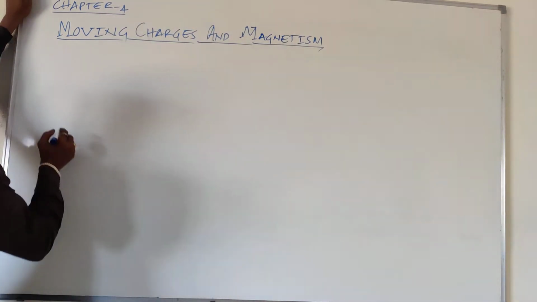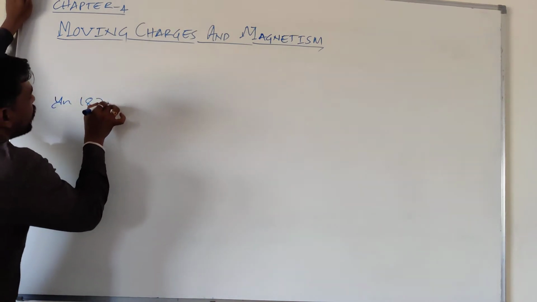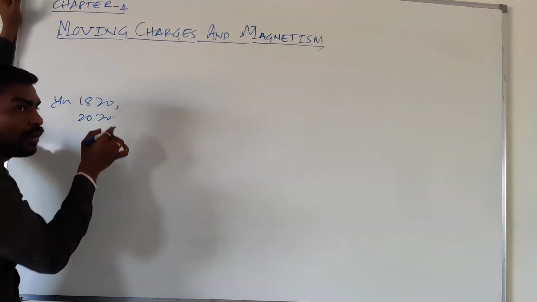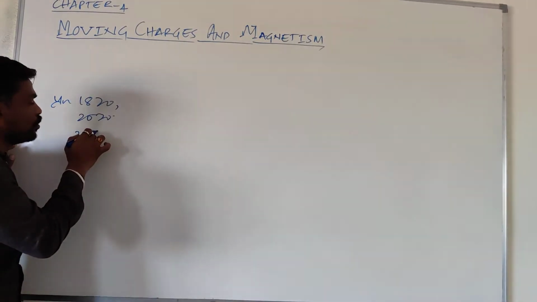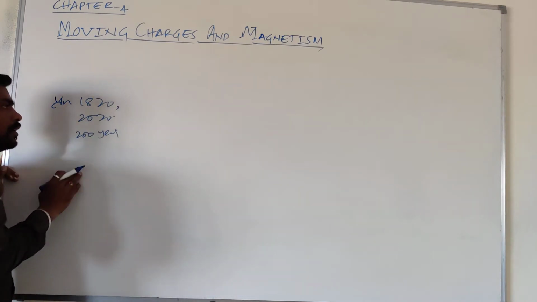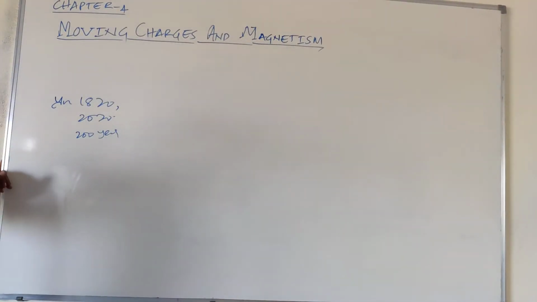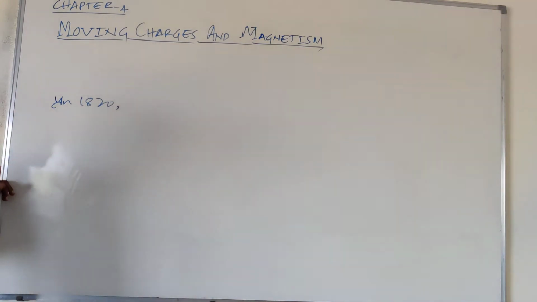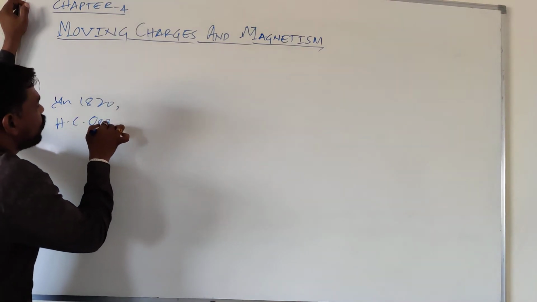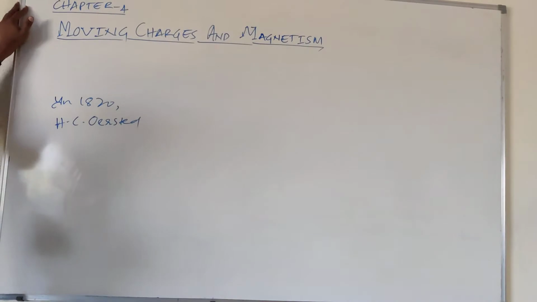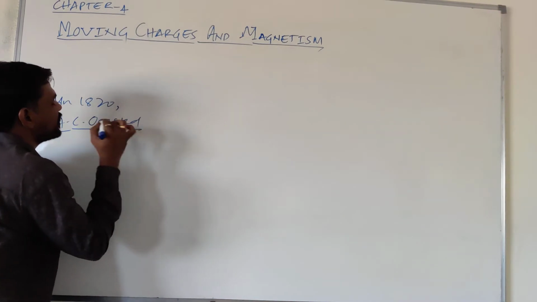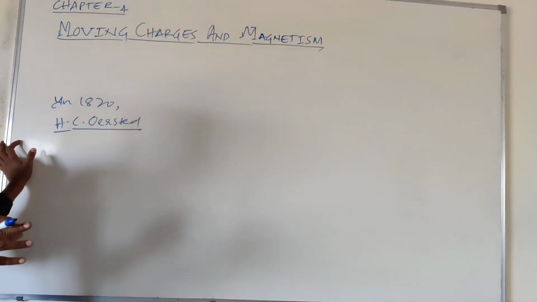So here, in 1820, right? Now we are in 2020. How many years difference? 200 years back, right? Here there is a scientist. That scientist's name is H.C. Oersted, right? So this scientist Oersted did some observations.